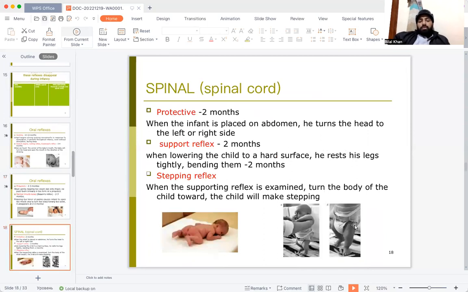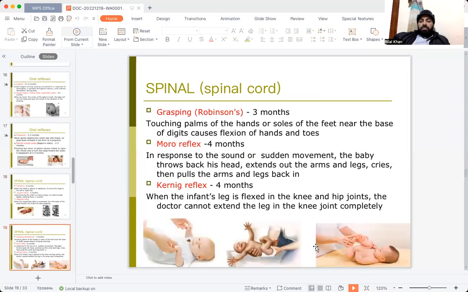Spinal cord reflexes are protective, support, and stepping reflexes, at 2 months. Protective: when the infant is placed on the abdomen, he turns the head from left to right side. Support reflex: when lowering the child to a hard surface, he rests his legs tightly, bending them. For example, this picture. Stepping: when the support reflex is examined and the body of the child is tilted forward, the child will make stepping movements. For example, they will take step by step.